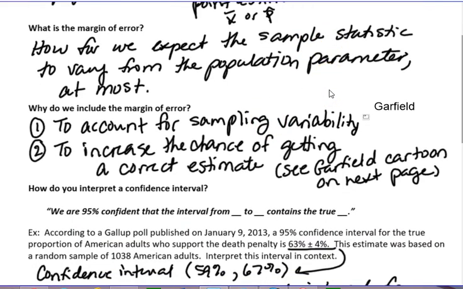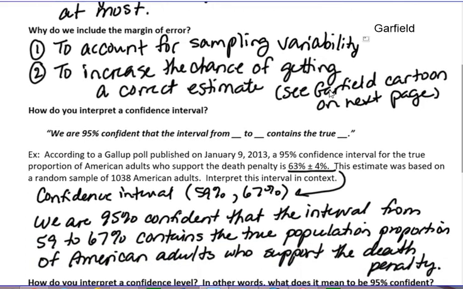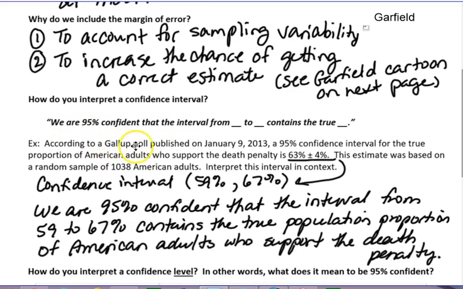Now, how do we interpret a confidence interval? I want to encourage you to use the template suggested by the book, because the wording of a confidence interval is very important. It says we are 95% confident that the interval from blank to blank contains the true blank. Okay, so here are the boundaries of our interval, and this is the true population mean, population proportion, whatever it is that we're estimating.